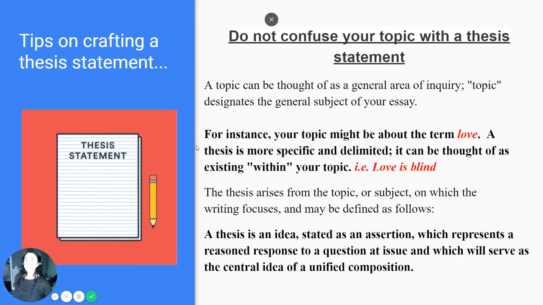Okay. So the thesis arises from the topic or the subject on which the writing focuses and may be defined as follows. Look at the bottom part in bold. It says a thesis is an idea stated as an assertion, right? You're asserting yourself by saying this is this, which represents a reasoned response to a question at issue, which will serve as the central idea of a unified composition. So really the question is, if I chose the general subject or term love, what is it that you're really trying to explain about love that has to be defined or investigated further? Well, you're going to say, really, love is blind. And so we need to unpack why love is blind and why this concept needs to be defined further from the idea of the general subject of love.